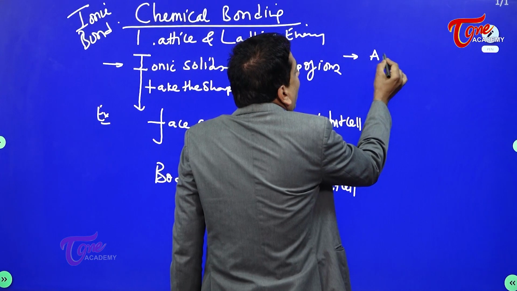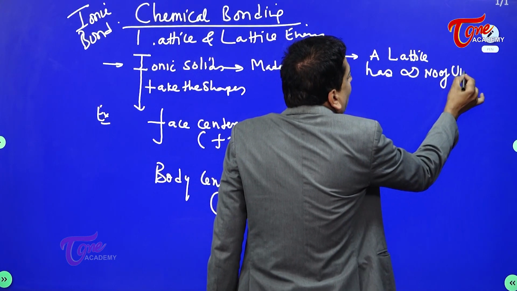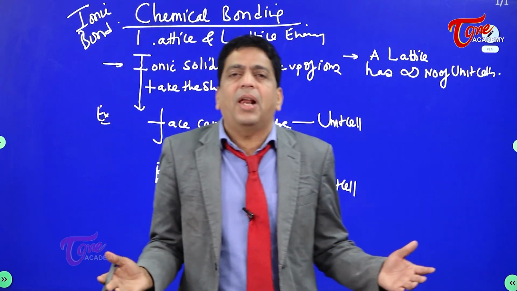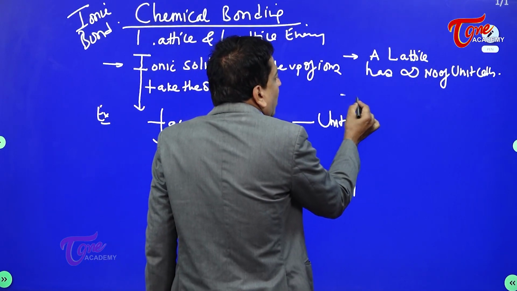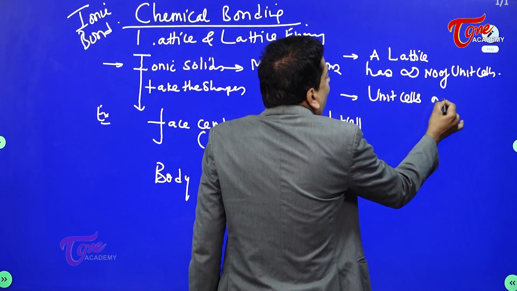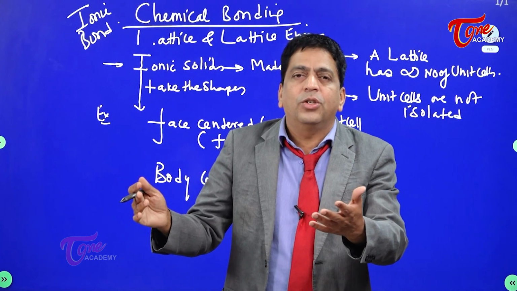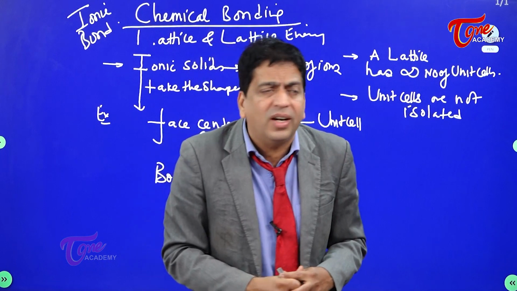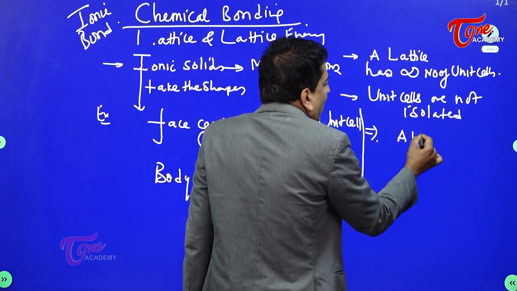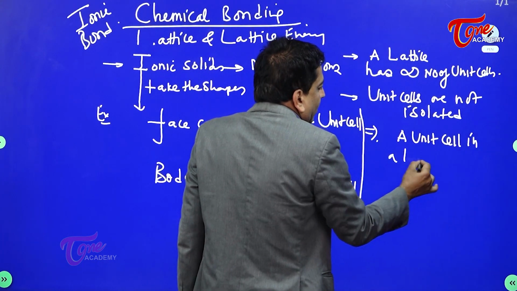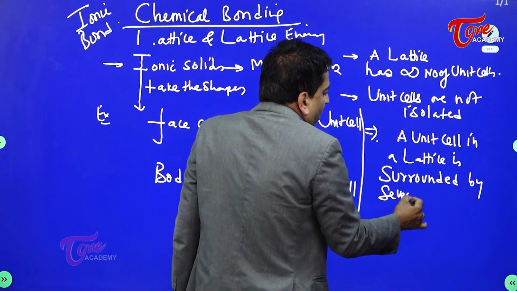Please understand, this is a critical point I'm writing: a lattice has an infinite number of unit cells, as I told you, since the unit cell is the simplest sample of the lattice. Also, unit cells are not isolated. You cannot isolate a unit cell, hold it in your hand, and put it as a decorative piece in your room. It cannot be isolated. And if they are not isolated and there are infinite unit cells, it also implies that a unit cell in a lattice is surrounded by several other unit cells.